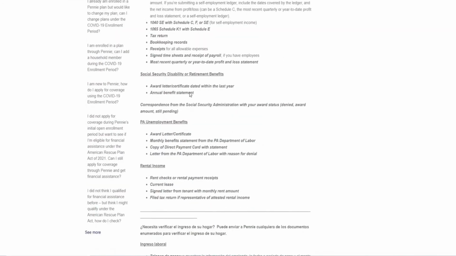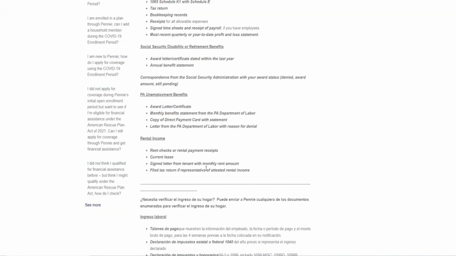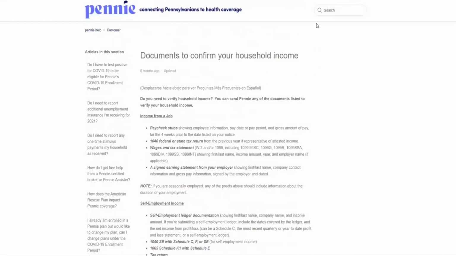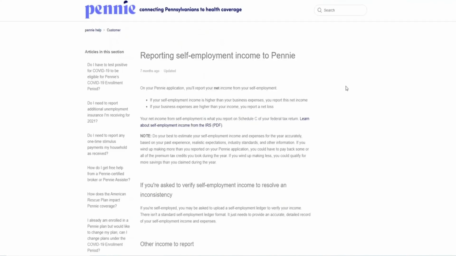With Social Security or retirement benefits, an award letter or certificate, annual benefits statement. And with PA unemployment benefits, you're looking at an award letter or certificate, monthly benefits statement, a copy of the PA Direct card with the statement, a letter from the PA Department of Labor with reason for denial. And rental income, you can have rent checks, current lease, signed letter from a tenant, etc. So those are documents that you can use to help reinforce what income is.